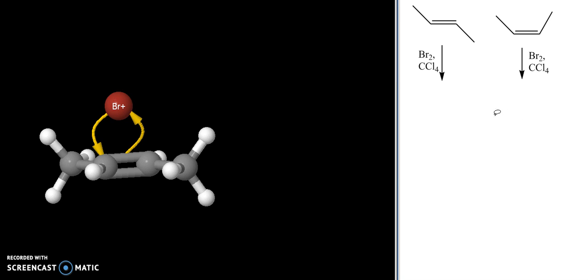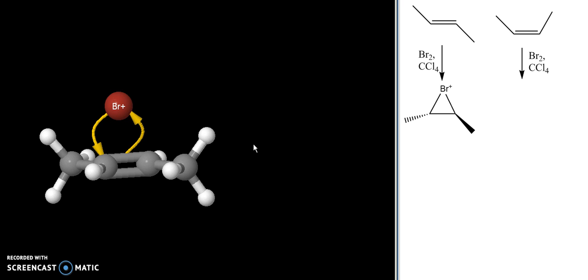Now, we know that when we do this reaction, it proceeds through a bromonium ion. And I want to focus on the trans 2-butene reaction first. In this bromonium ion, you'll notice that the relative stereochemistry of my substituents on my double bond is maintained. So these substituents were trans to one another. In my bromonium ion, they're still trans to one another. One is pointing out towards me, one is pointing back away from me.